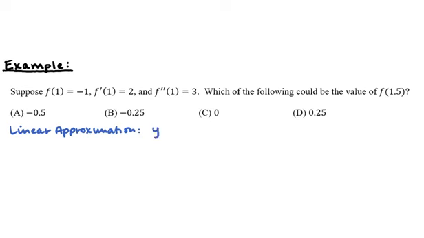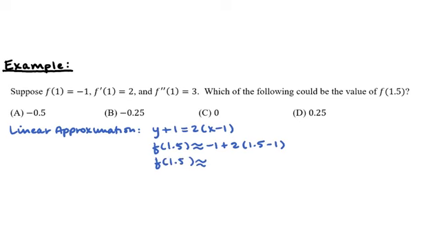Well, that'll be y minus -1 equals 2 times x minus 1. We're interested in the actual value of f of 1.5, not the approximated value. But I'll start by approximating. f of 1.5 is approximately equal to -1 plus 2 times 1.5 minus 1. So f of 1.5 is approximately -1 plus 2 times a half, which is plus 1, which is 0.